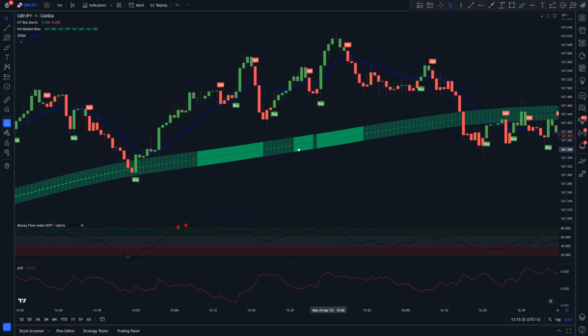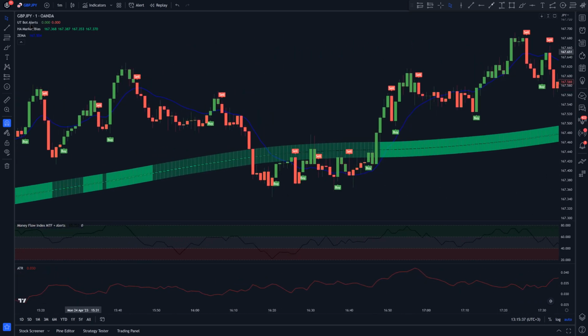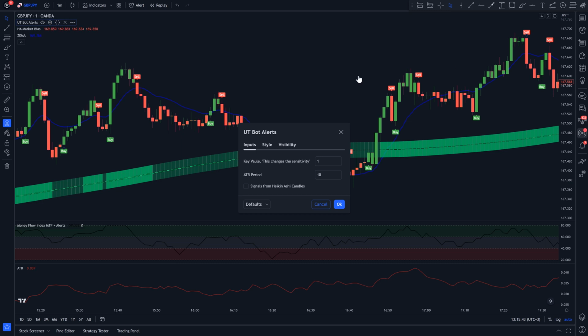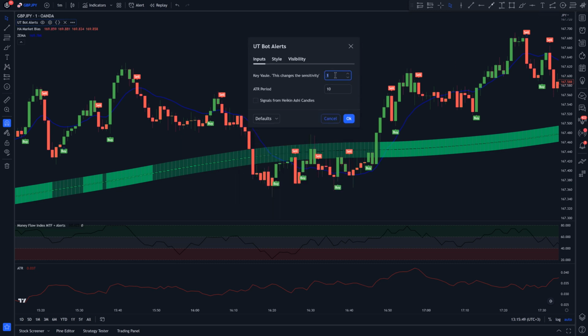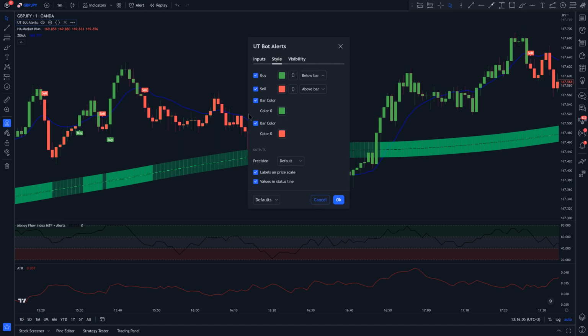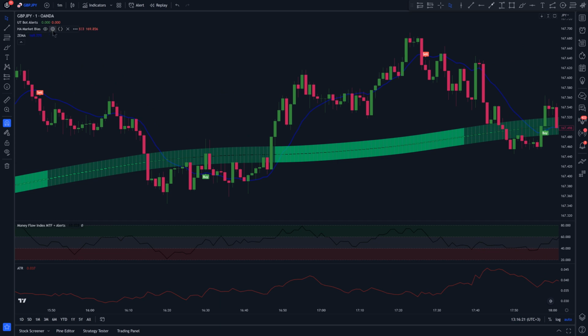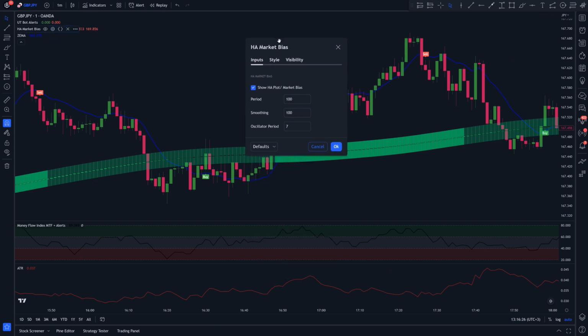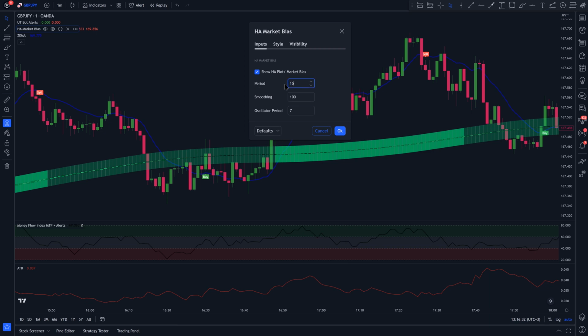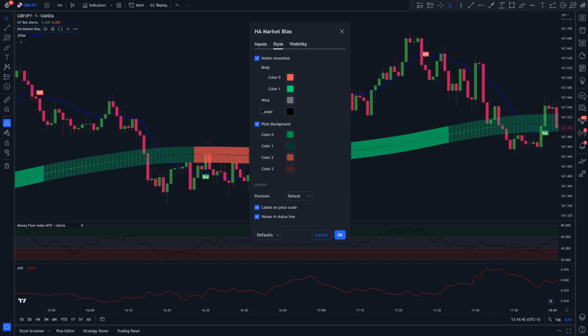Next, we're gonna change the settings of the indicators, starting with the UT-Bot Alerts. Click here. On the Inputs tab, change the key value to 2 and the ATR period to 5. Then on the Style tab, you're gonna uncheck these 2 bar color options and then click OK. Next, we're going to change the settings for the market bias indicator. To do that, click here. On the Inputs tab, change the period to 150 and the smoothing to 30. And then on the Style tab, we're going to uncheck this first option and then click OK.